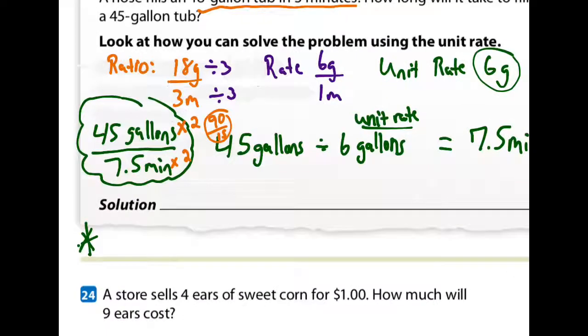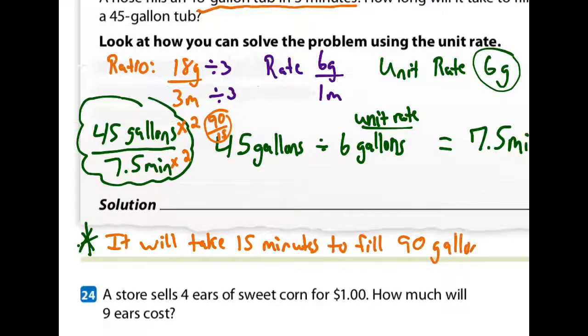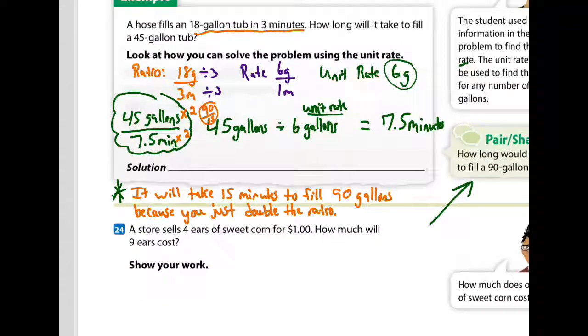So my answer would be, it will take 15 minutes to fill 90 gallons because you just double the ratio. Okay? So if you had that, remember, you don't need to have my exact words. You're good to go. If you had it wrong, make sure you pause it and make your corrections.